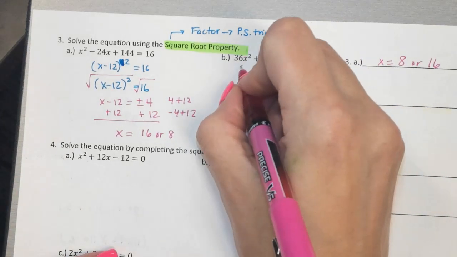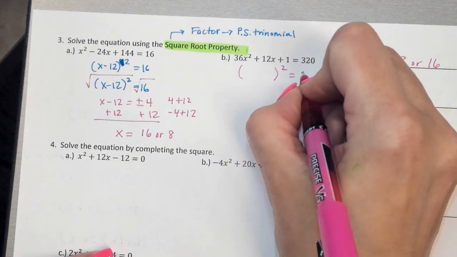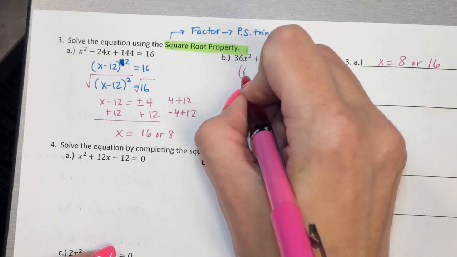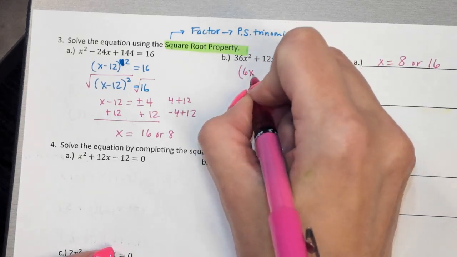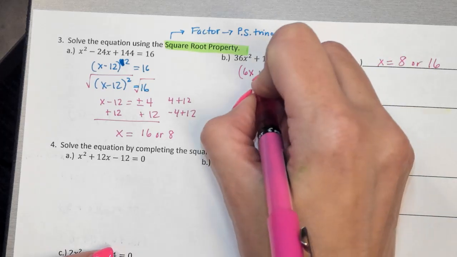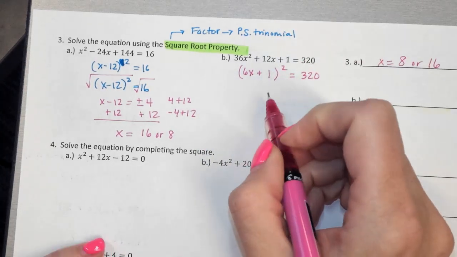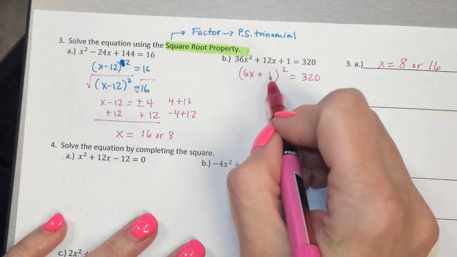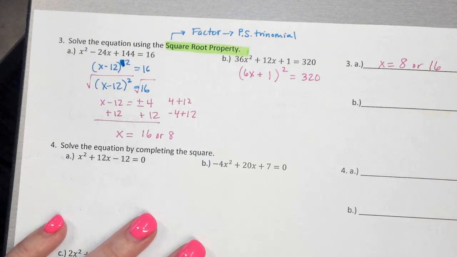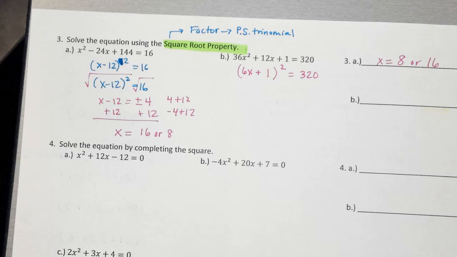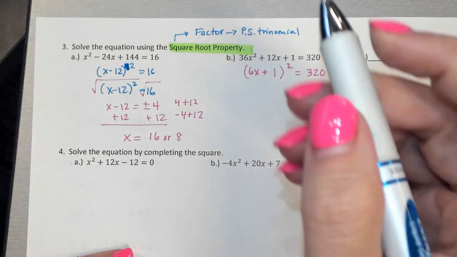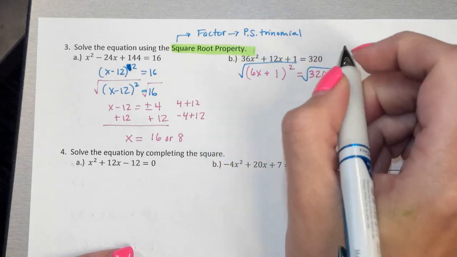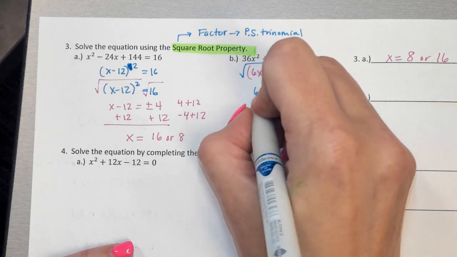Okay, and then again, you have a perfect square. So here you have 36, square root of 36 is 6, square root of x squared is x, square root of 1 is 1. If I were to FOIL this out, 6 plus 6 is 12, 1 times 1 is 1, 6x times 6x is 36x squared, and then I'm going to take the square root. And I'm not going to be scared that this isn't a perfect square.